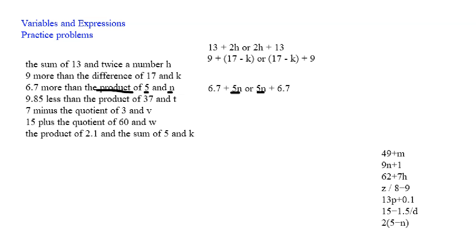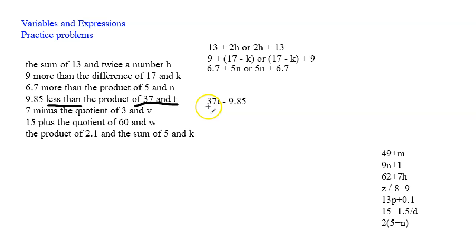Right? Now let's take a look at 9.85 less than the product of 37 and t. All right, now this one, we do have to pay attention to what comes first with less than. Less than is going to tell us that we're going to be subtracting 9.85 from this second part, whatever this turns out to be. And it turns out to be a product, so it's a multiplication of 37 and t. So the 37t comes from the product of 37 and t.